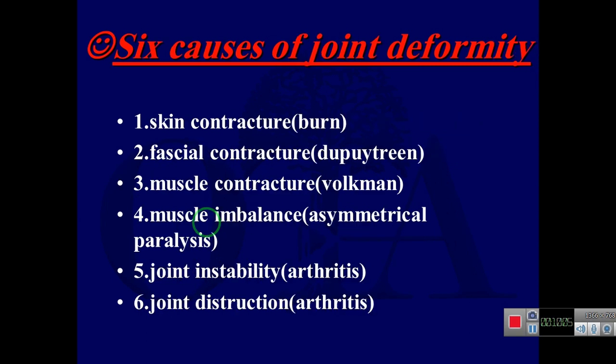While there are also six causes of joint deformity. Starting from number 1, skin contracture like burn. Second, fascial contracture like Dupuytren contracture. Number 3, muscle contracture, Volkmann ischemic contracture, which is the end stage of compartment syndrome. Number 4, muscle imbalance like asymmetrical paralysis. Number 5, joint instability like arthritis. And lastly, joint destruction like arthritis.